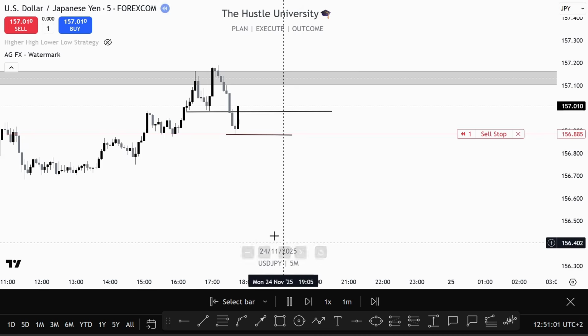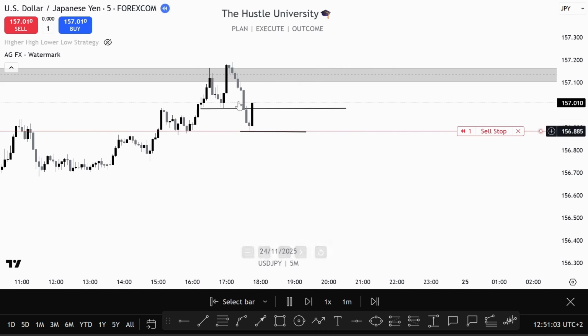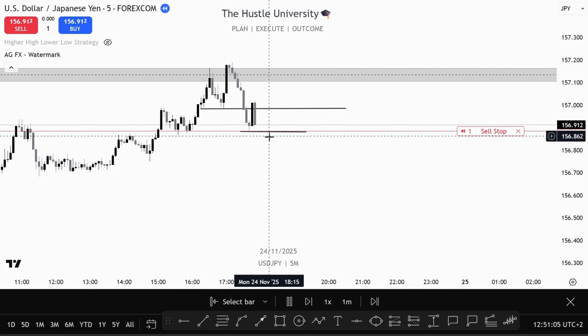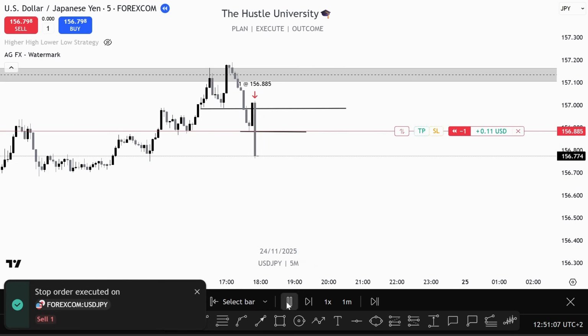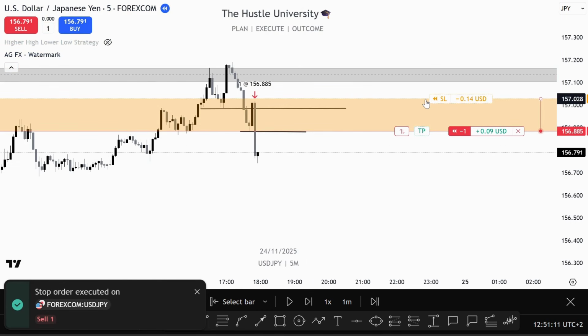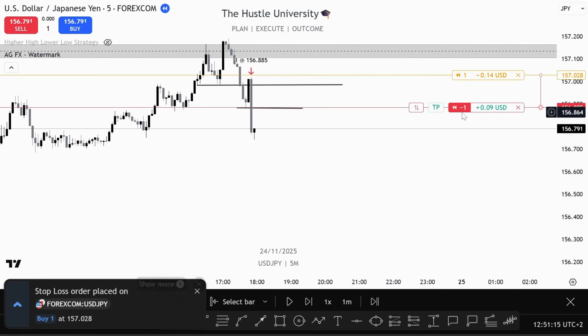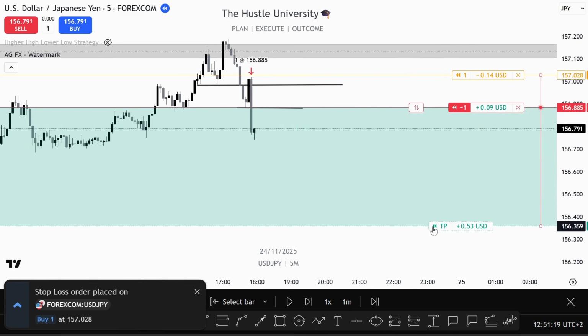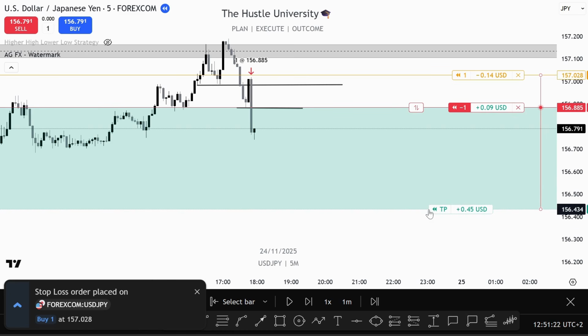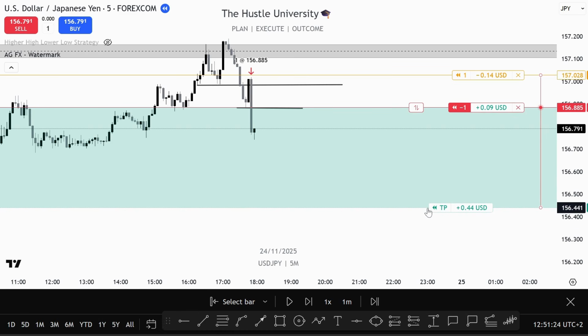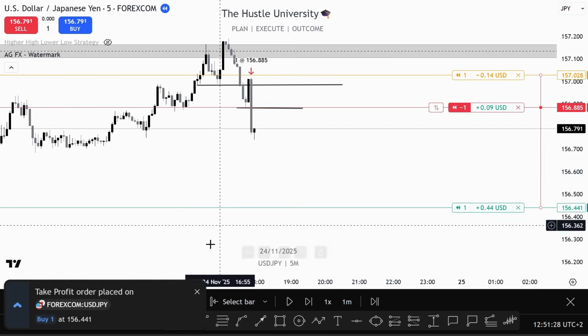You can shift to the likes of 1 minute, and as you can see, price was coming to the downside and triggered your entry. Your stop loss would have just been above the lower highs, and your TP would probably have been a 1:3, or something of this nature.